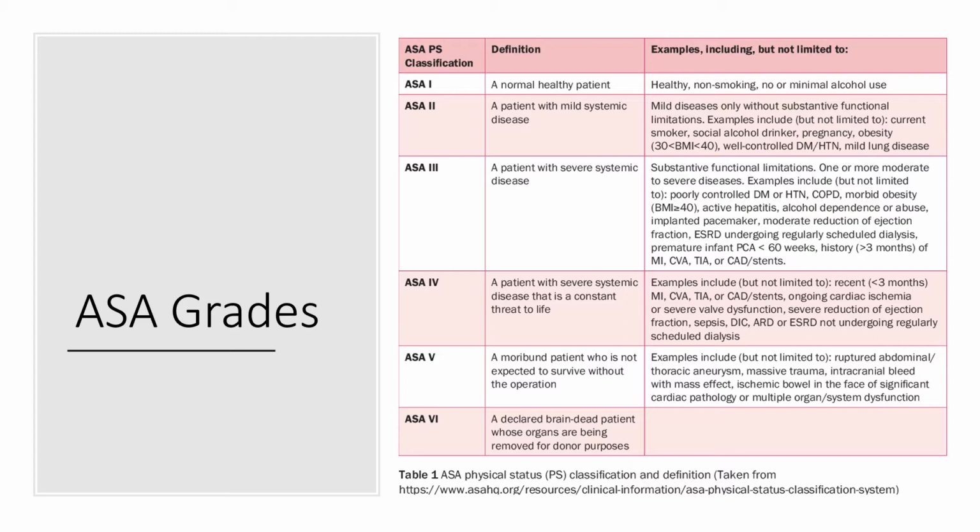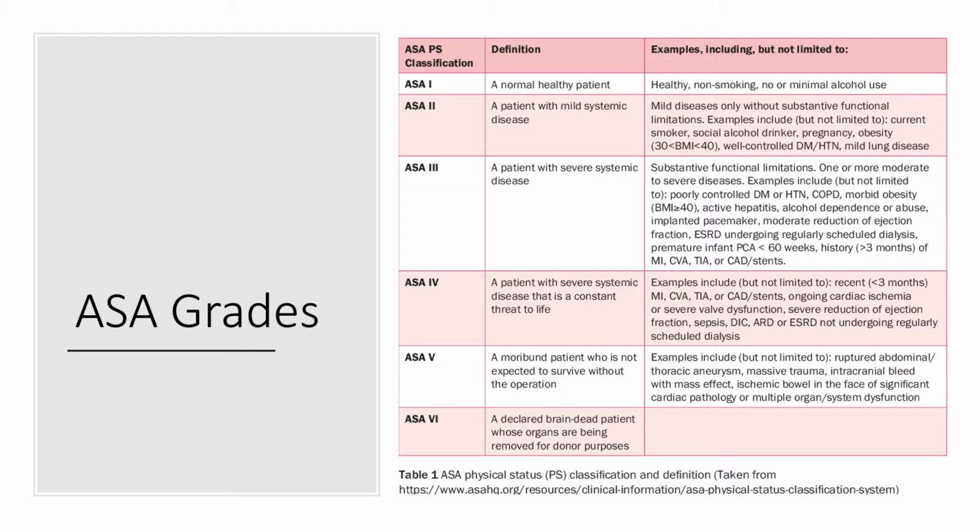So things you want to keep in mind: ASA 1, they're normal, they're healthy. ASA 2 is someone with mild systemic disease, usually doesn't really affect their life. That's someone who might have some asthma, might have hypertension that's usually well controlled. They might not take any tablets, maybe some diet-controlled type 2 diabetes, and they might just be happy with where they are, no issues at all, and they don't really pose much of a risk towards operation.